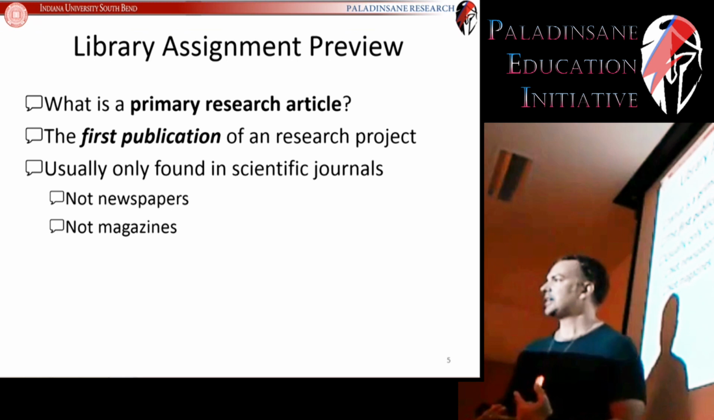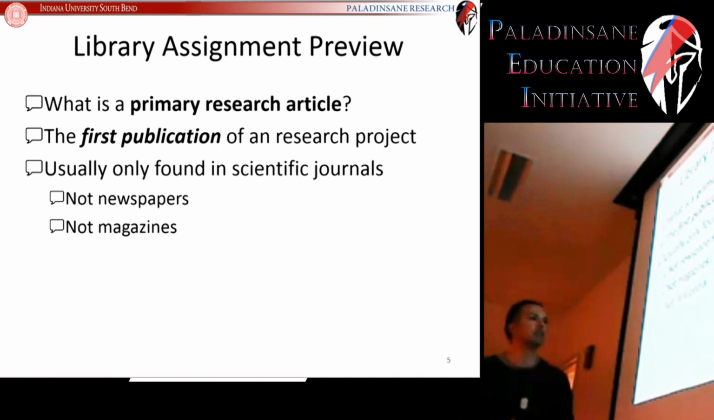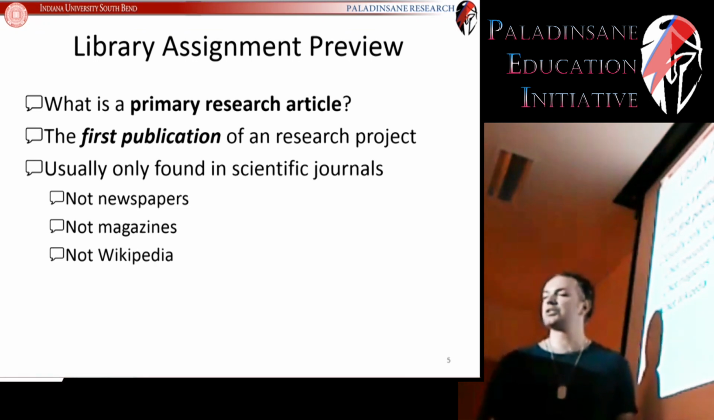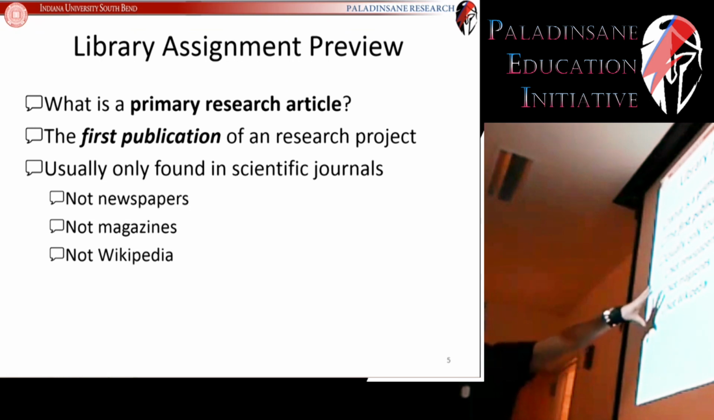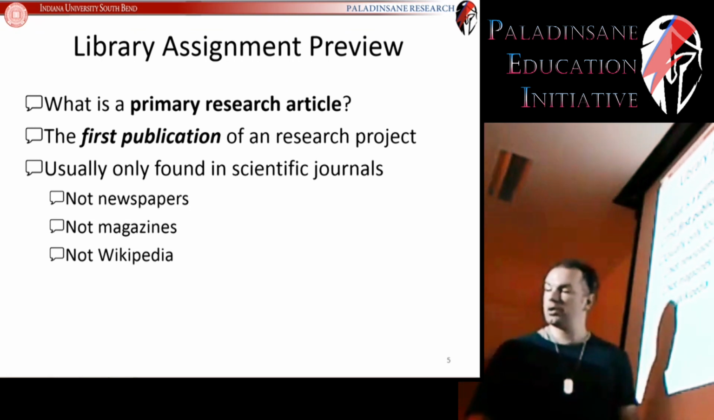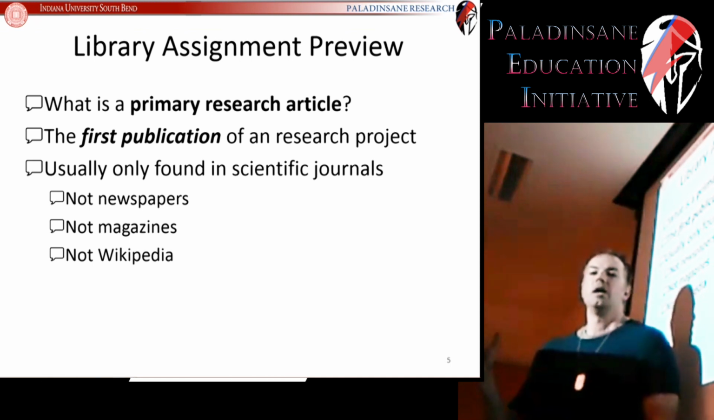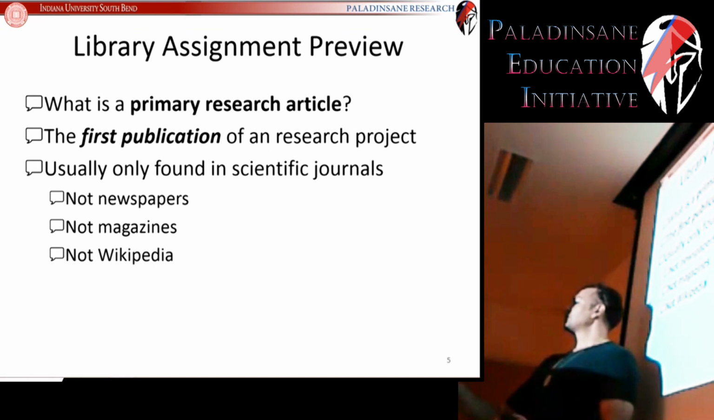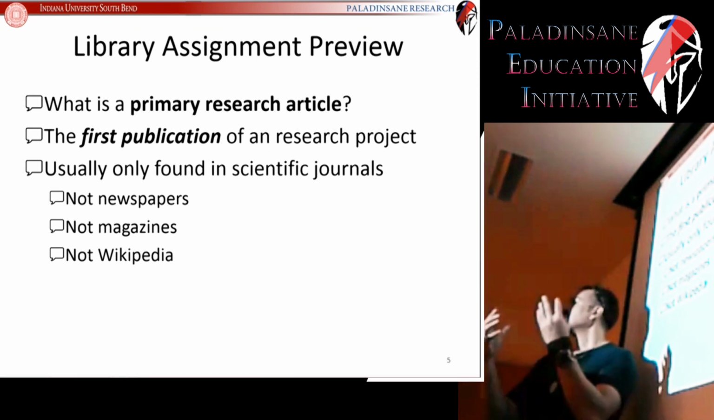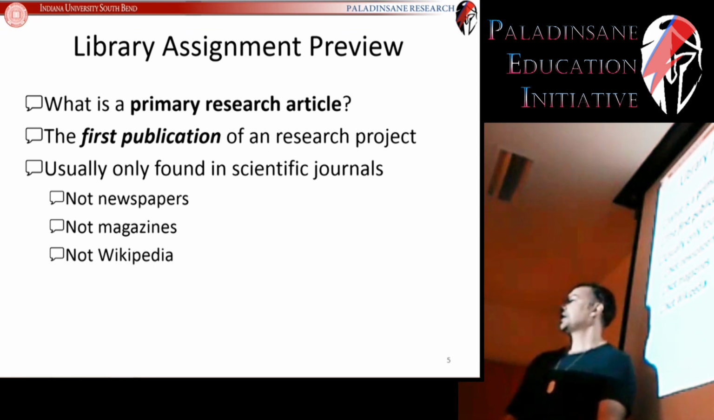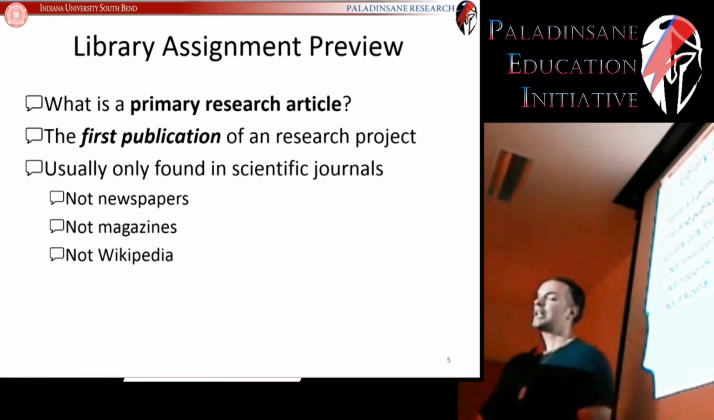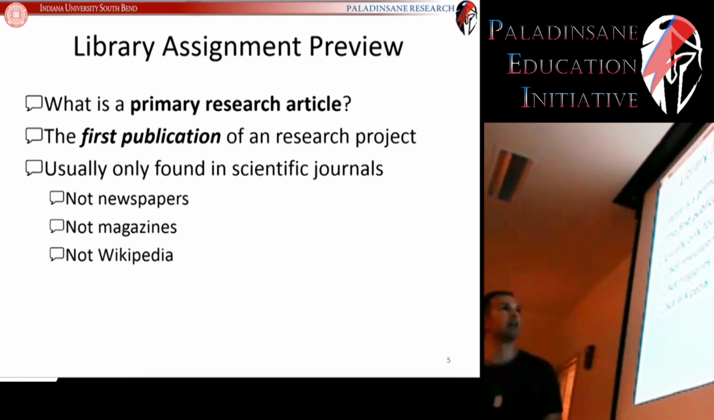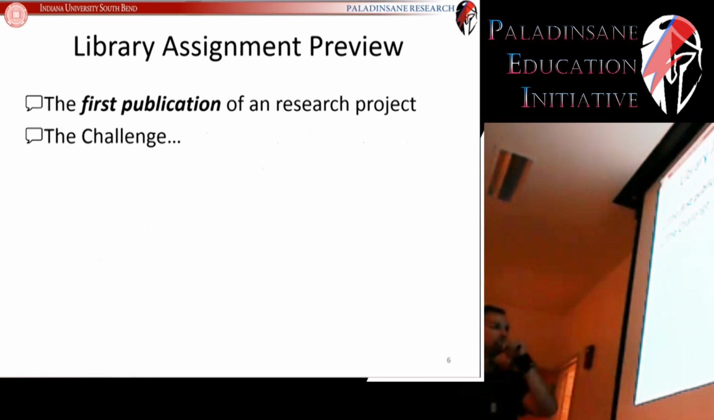You're not going to find it in magazines, online or in print. It's not going to be on Wikipedia. Wikipedia does not have primary research articles published in Wikipedia. It's not going to be in many of the sources that you're used to going to for information. And this is because as part of our focus on critical thinking, we want to make sure that we get to the original source. So we're not dealing with other people's interpretations. We're not dealing with what they think was said. We can make that decision for ourselves, what was actually said in that primary research article.